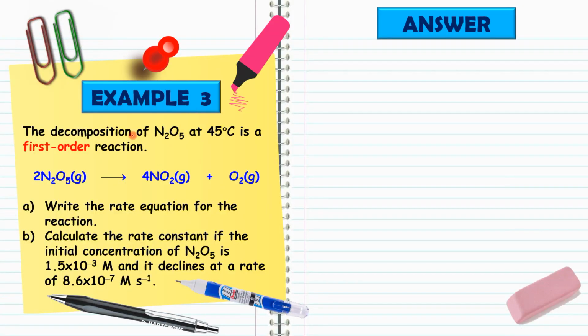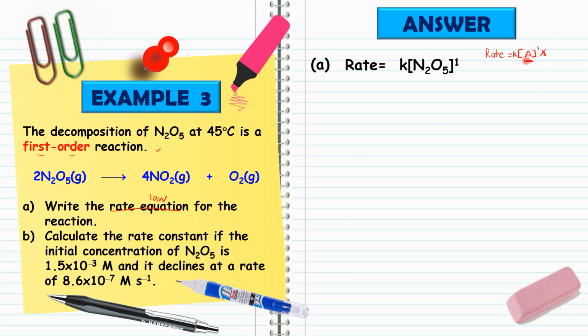Alright, so example 3: the decomposition of N2O5 at 45 degrees Celsius is a first order reaction. Write the rate equation for the reaction. The rate equation is referred to as the rate law. Since it is already given as first order, we can write rate equals k[N2O5] to the power of 1. You cannot write it in general form like this. This is wrong.